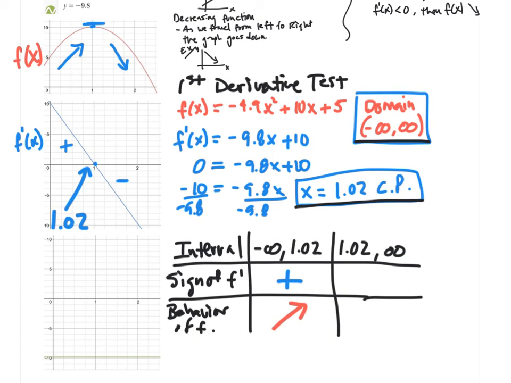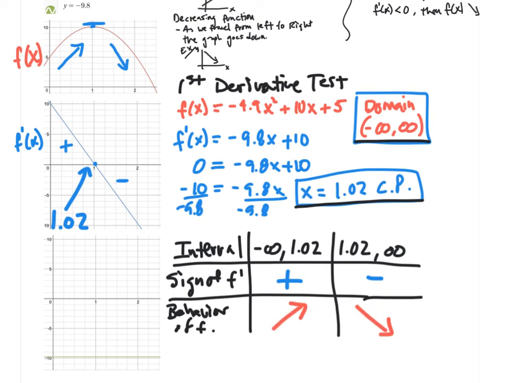Now, if I take a look at the interval between 1.02 and infinity, I notice that my derivative values, my y values on my derivative, are all below the x-axis. They're all negative, okay? If I plugged an x value into my derivative anywhere along this interval, it's going to give me a negative value. So I'm going to put that the sign of my derivative is negative. Therefore, my function is decreasing over that interval, okay? There's a reason why we do this: we get a general shape of what's going on in the graph of the function.